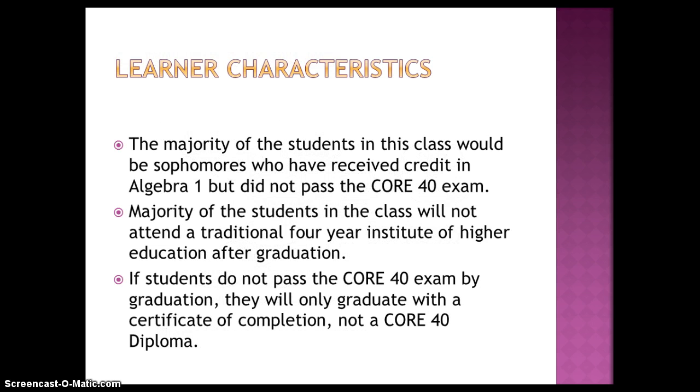Some of the characteristics of the learners in this class would be, the majority of the students would be sophomores. They have taken Algebra 1 and received credit and passed the course, but did not pass the CORE 40 exam. These students typically would not attend a traditional 4-year college after graduation. If students do not pass the CORE 40 exam by their senior year in graduation, they will only receive a certificate of completion and will not receive a CORE 40 diploma that is required by most colleges.